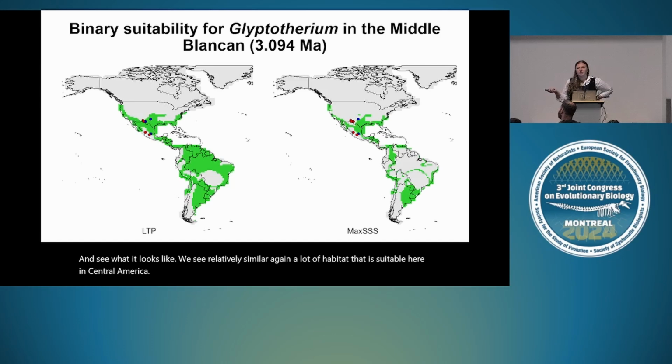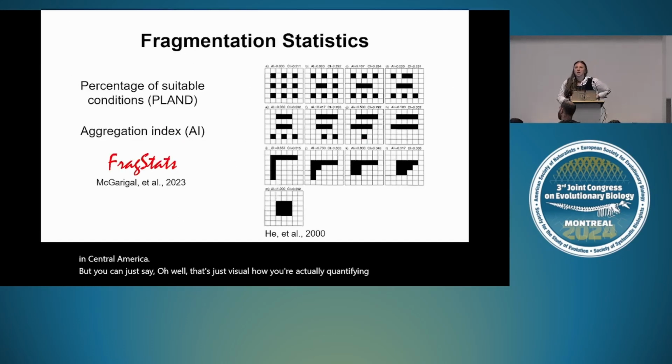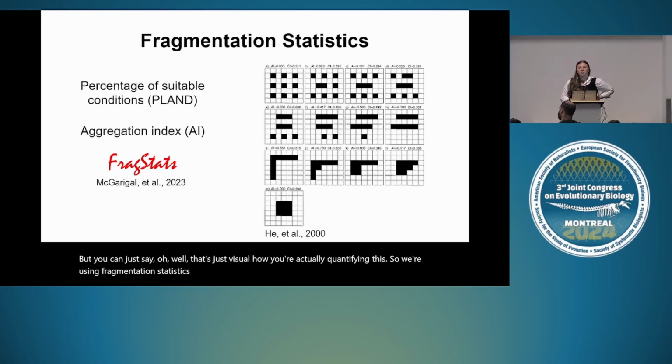But you can just say, oh, well, that's just visual. How are you actually quantifying this? So we're using fragmentation statistics here. This is actually something that's been used a lot more for extant niche models, but I think it's a really valuable tool that we should apply more to our paleo ENMs. So we're using percentage of suitable conditions and AI, but not the one you're thinking of. Here it's aggregation index.